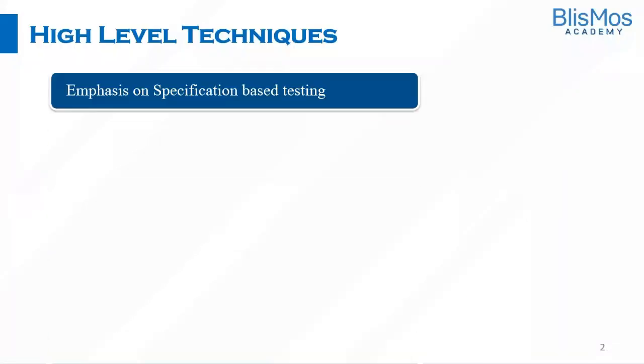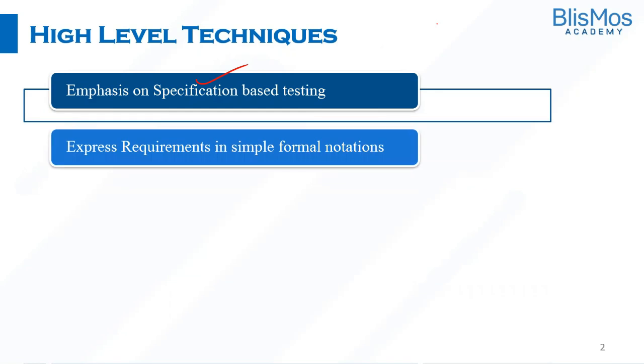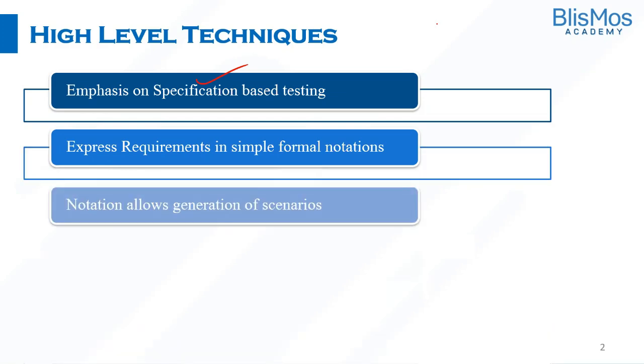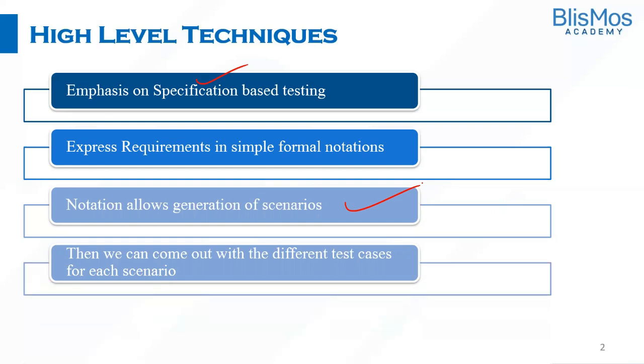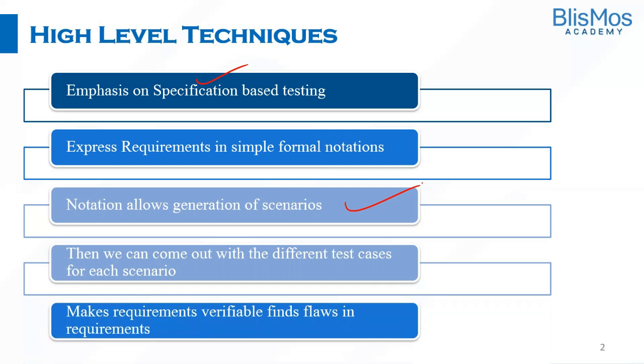So in the high level techniques, the emphasis is on specification. When I say specification, requirement specification. What we will do as a part of this technique is we'll express the requirements in a simple formal notation so that it is easy to design the test cases. And the notation helps us to generate the scenarios. After we come out with the formal notation, we'll be able to come out with the different test cases for each scenario. Then it will be easy to verify the requirements and find any defects in the requirements.